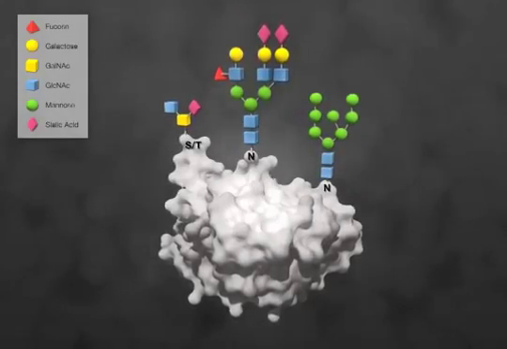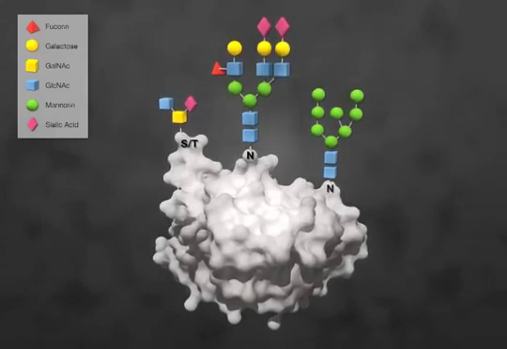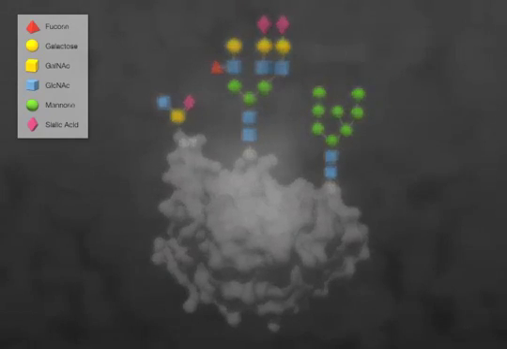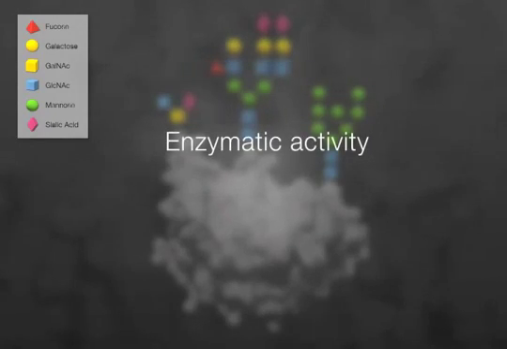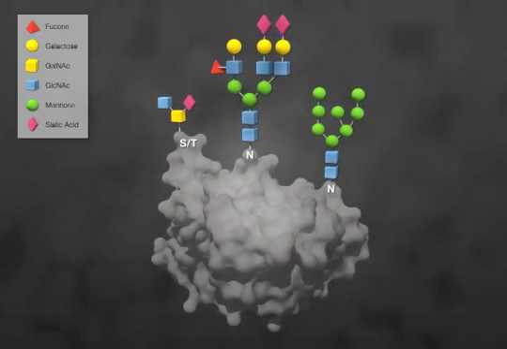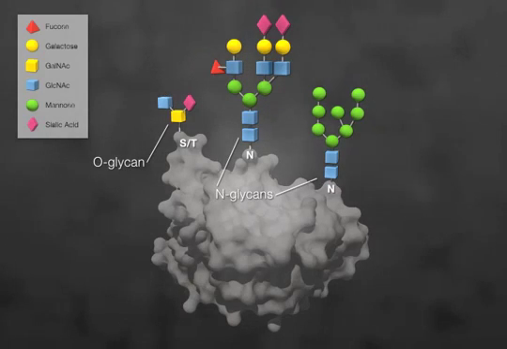Secretory and membrane proteins are often post-translationally modified with sugar chains called glycans. Glycans are essential for the stability and function of the mature protein. They affect enzymatic activity, half-life, and receptor binding, among other biological processes. Proteins can be modified with different kinds of carbohydrates, N-glycans and O-glycans being the most common types in eukaryotic systems.